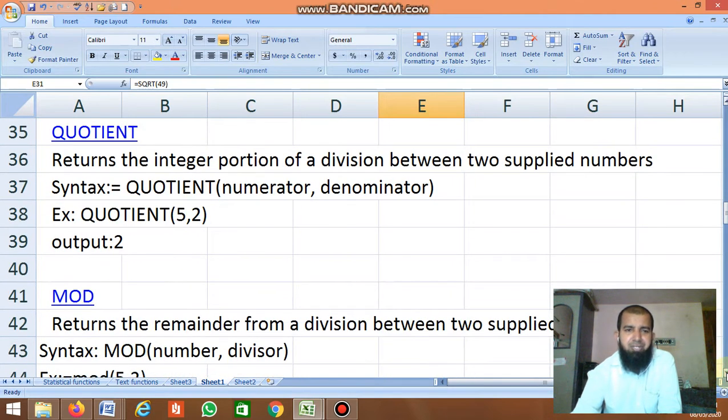Next function is QUOTIENT. Returns the integer portion of a division between two supplied numbers. Syntax: quotient, numerator comma denominator. If you divide 5 by 2, what is the quotient? 2 twos are 4. 2 is the quotient.